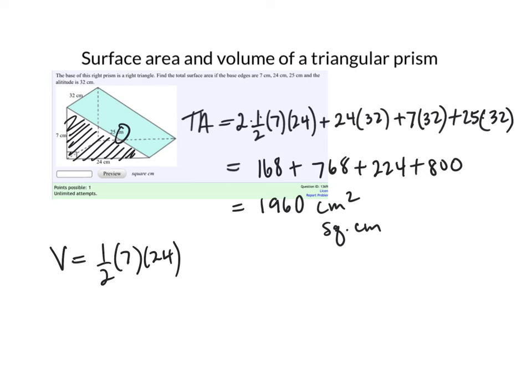Now, the height of a prism is the distance between the two bases. And the distance between the two bases is right there, which sits up there. So area of the base of the prism times the height, 32. Multiply all that together and you get 2,688 centimeters cubed, or cubic centimeters.